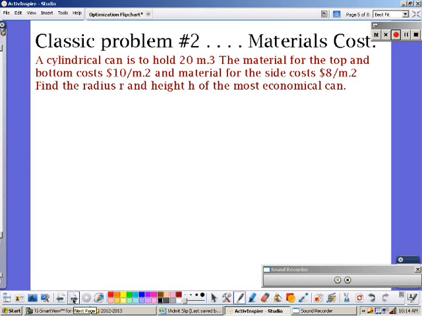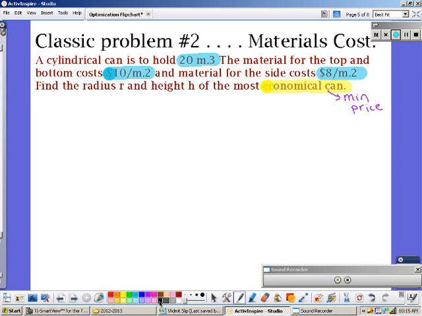I've got a cylindrical can, and it can hold 20 meters cubed of volume. Then it starts telling me cost. It tells me the materials for the top and the bottom cost 10 bucks per meter squared, and the materials for the sides are a little cheaper, $8 per meter squared. We want to find the radius and the height for the most economical can. Now we need to be savvy about that. What they're actually saying when they say economical can is they're talking about a minimum for price. So as you can imagine, in a minute we're going to have to do a price function.